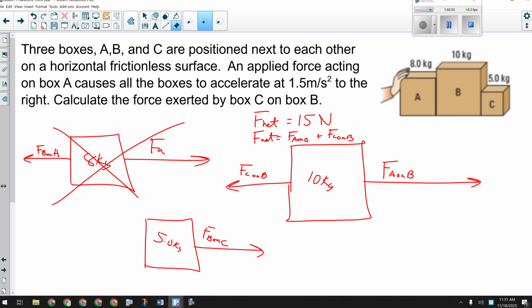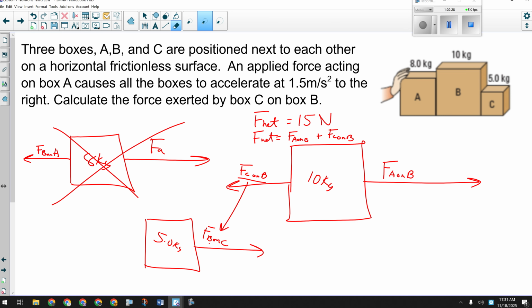The question wants the force of C on B. The only reason this force exists is because B pushes on C. That is an action-reaction pair. They are equal in magnitude, but opposite in direction. If I can find one, I know the other. Agreed?